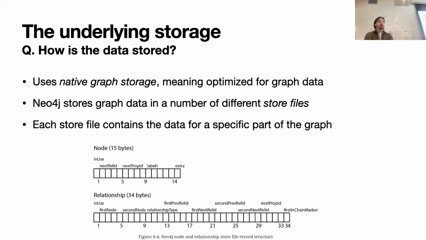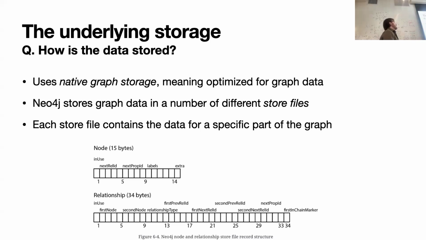The underlying storage, so if we want to think about how the data is stored and give you a peek into the database internals, it uses a native graph storage. So it's not lying to you. It's not like on the surface, it pretends like it's a graph database, but in its actual storage implementation, it's a relational database. It uses native graph storage, so it's optimized for graph data.